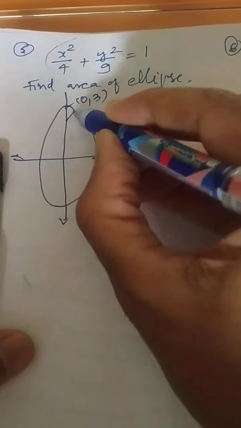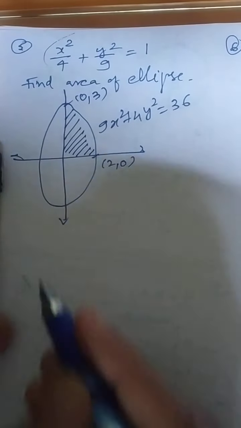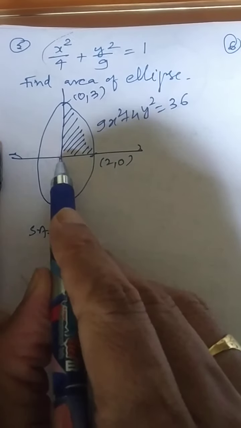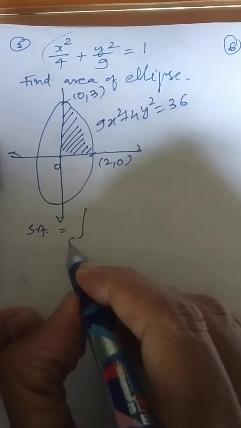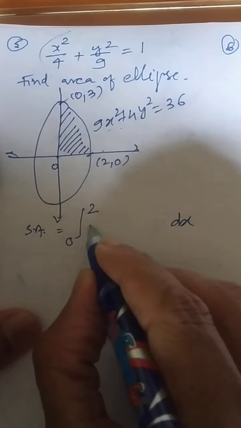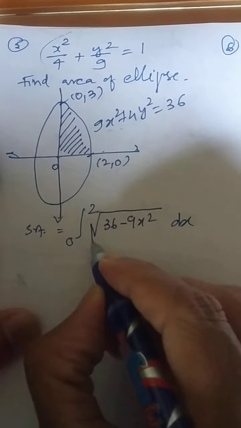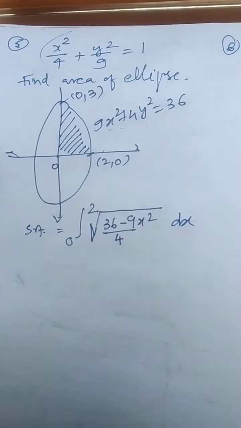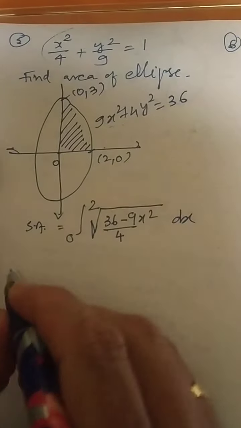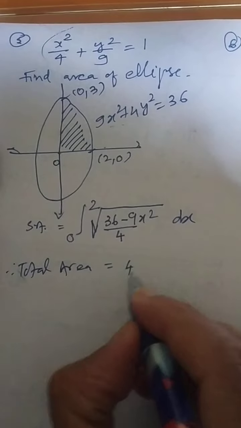So what I am doing, I am just finding the area in the first quadrant and then multiplying with 4. So I am writing shaded area will be equal to, here the variation on the x-axis is from 0 to 2 and dx. I should get the y value of this one. It will be square root of 36 minus 9x square, whole by 4. Therefore total area will be equal to 4 into shaded area.